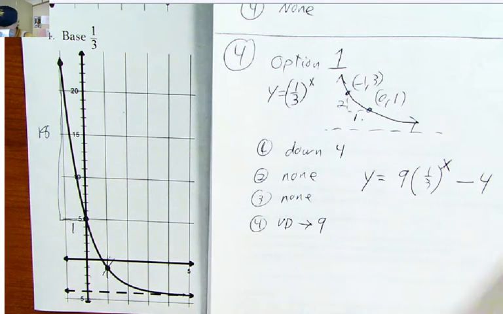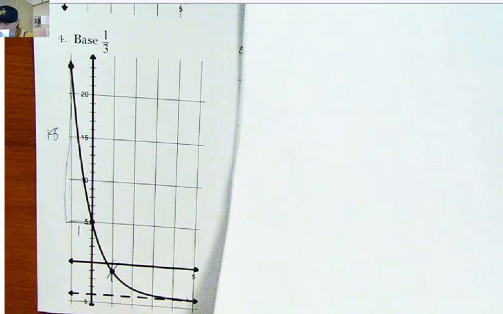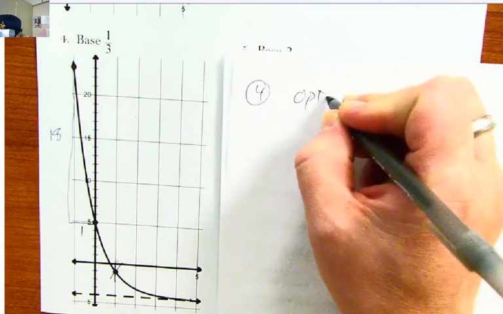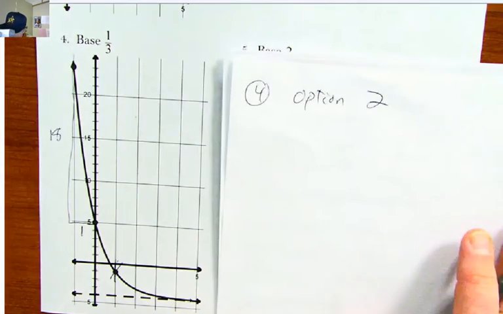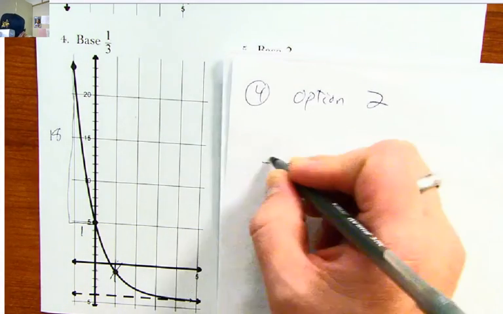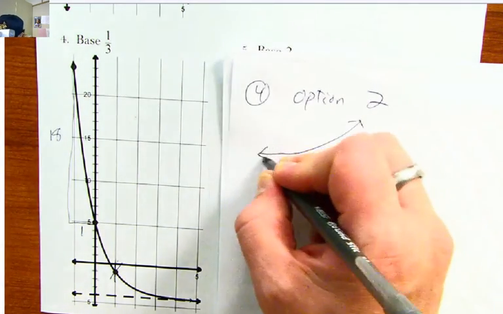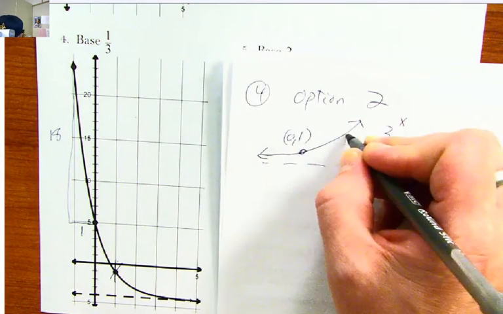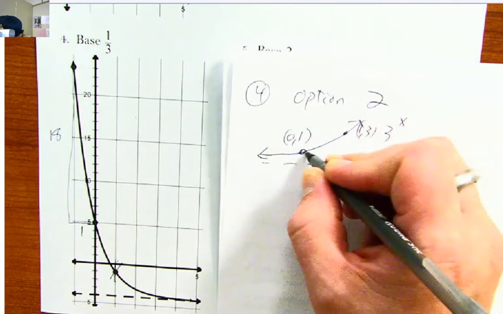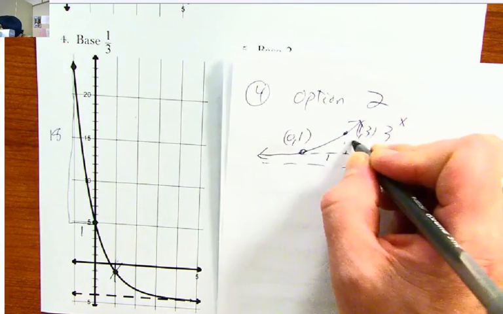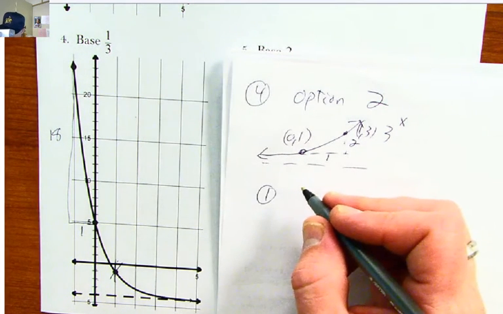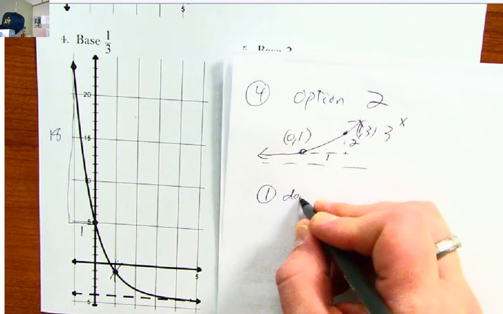If you are an option 2 person, option 2 people do not consider the 1/3 to the x in their head. They only consider 0, 1, and 1, 3. But just like the other one, this is going over 1 and up 2. Okay, so number 1, down 4, just like the previous problem.